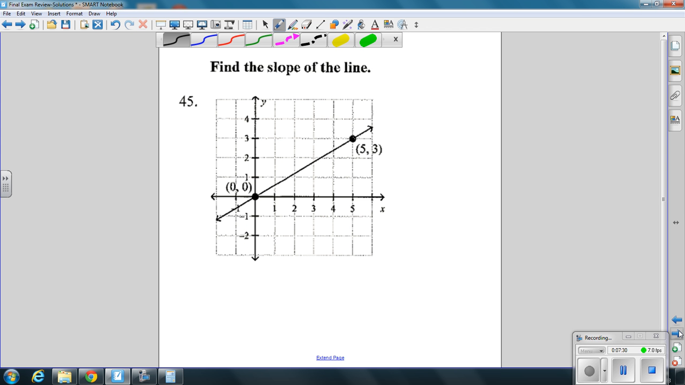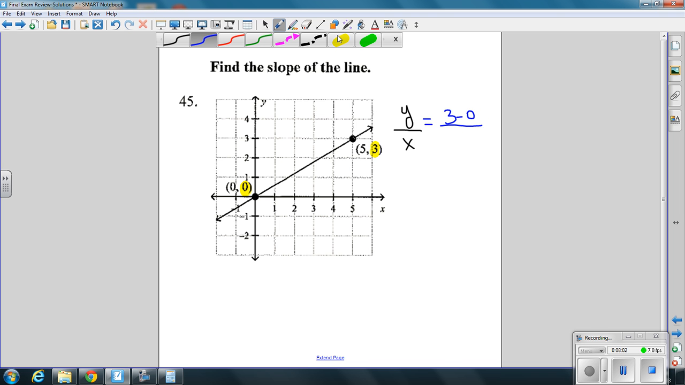Find the slope of the line. Remember, slope means the change in y over the change in x. So if I take a look at the y values, I'm looking at 3 and 0. To find the change, you can do 0 minus 3 or 3 minus 0. I'm going to choose to do 3 minus 0, since that'll give me a positive answer.